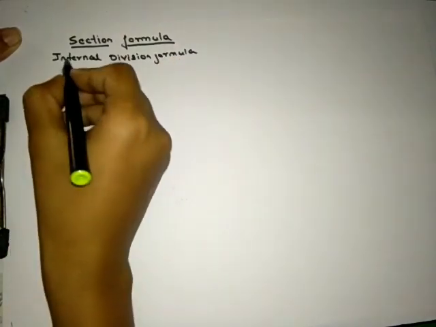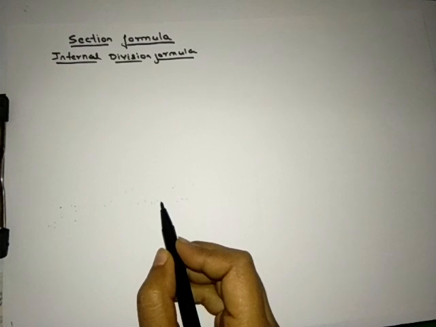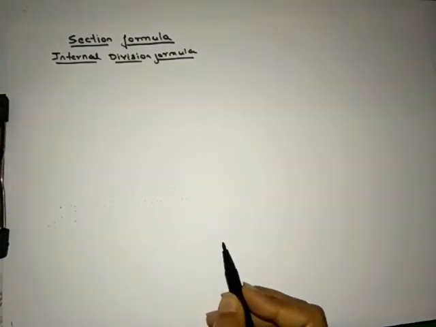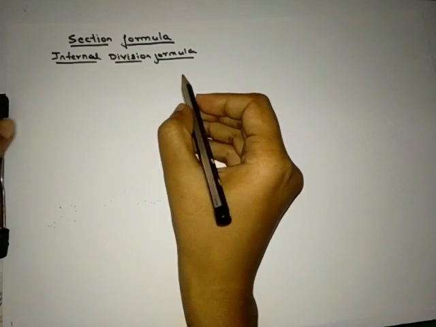Okay, first we'll see what the section formula is. The section formula is used to find the coordinates of a point P, which divides the line segment AB in the ratio m1 is to m2. Right? So we'll see an example here. It will get clarified for you.